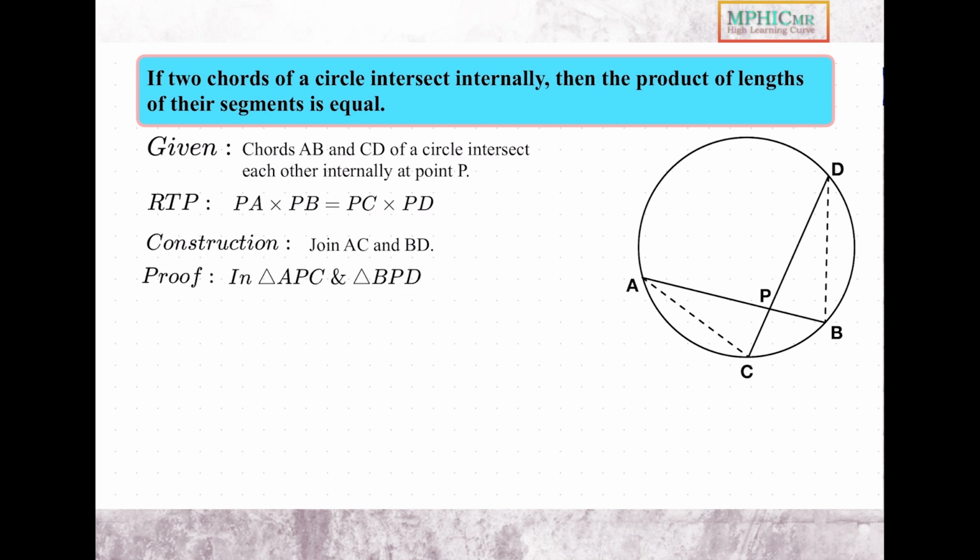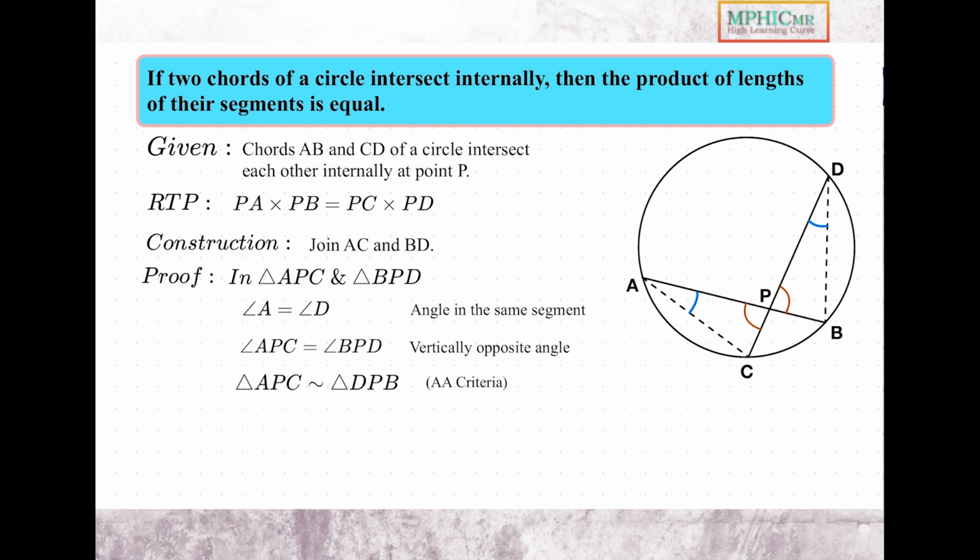and then we'll be taking triangles APC and BPD and we'll be proving these two triangles as similar. To prove these two triangles as similar, as we can see here, angle D and angle A are equal as they are angles in the same segment, and we can see angle APC equals angle BPD, which are vertically opposite angles. So we can say that triangle APC is similar to triangle DPB.